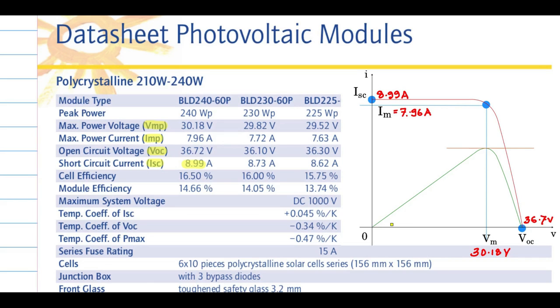Now this is a 240 watt panel. What it basically means is that we have 240 watts as the peak power that the panel is capable of supplying, and that is this point as indicated here. You could also get it by multiplying 7.96 into 30.18 volts.